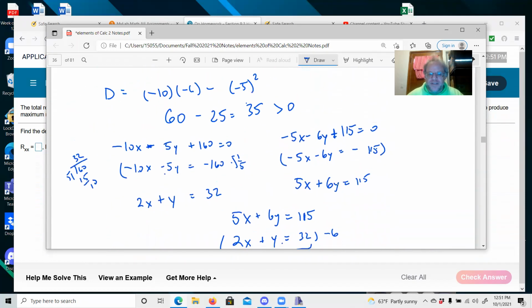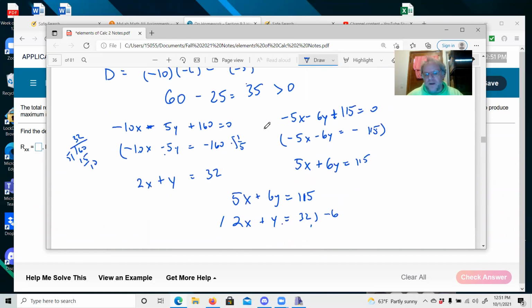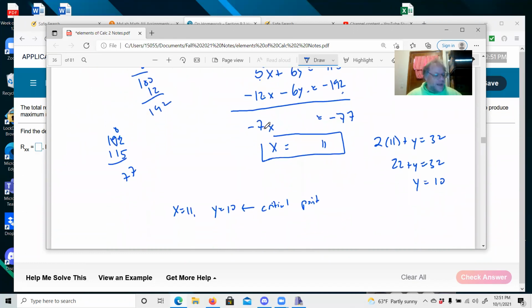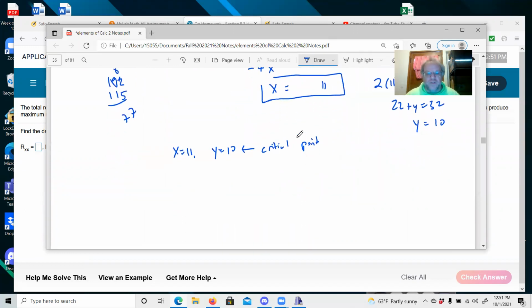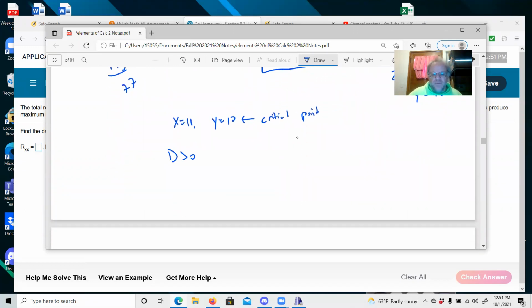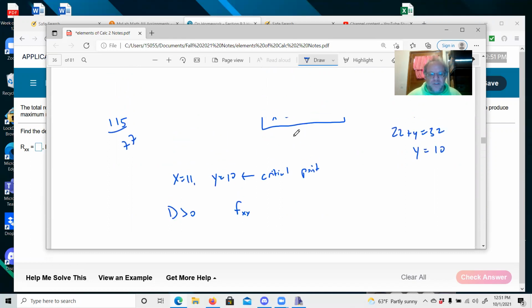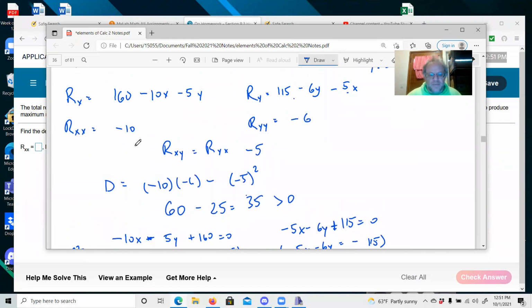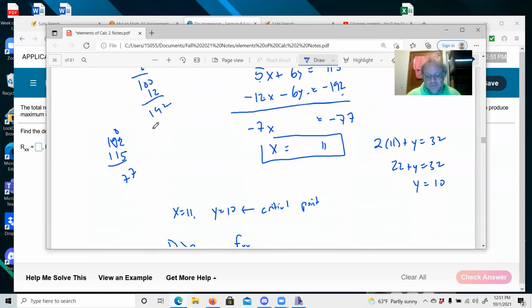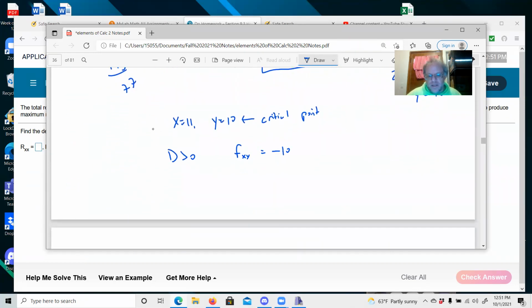What did we find for my determinant? We found that it was always positive. So we go back up to that chart and we say, well, D is greater than 0. R of xx was negative, it was negative 10. So when the determinant is greater than 0 and R of xx is less than 0, I think we have a maximum value here. All right, we have a maximum value.